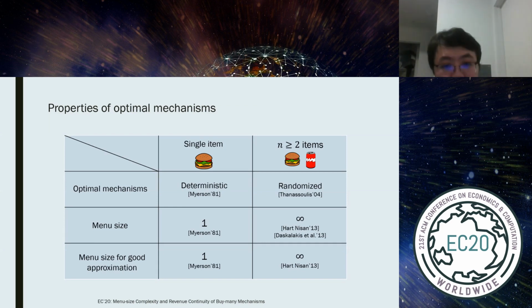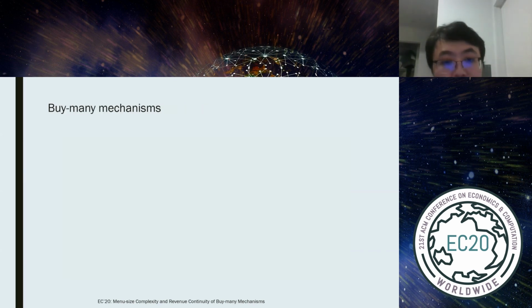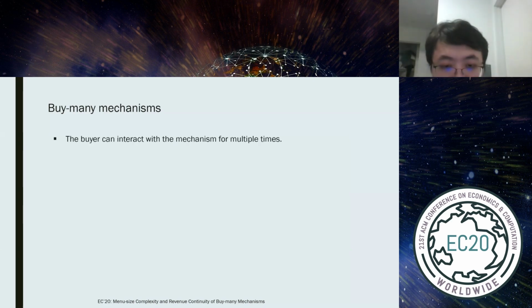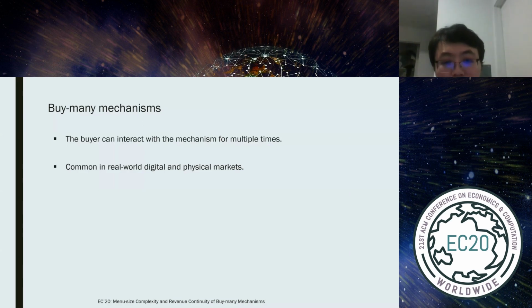And furthermore, when the buyer has correlated item values, a mechanism with finite menu size cannot get any tiny fraction of optimal revenue. In this work, we study the buy-many mechanisms that allow the buyer to interact with the mechanism multiple times. This is a very common assumption in both digital and physical markets in the real world, and a reasonable and natural constraint to the classic what we call buy-one mechanisms that only allow the buyer to participate in the mechanism once.